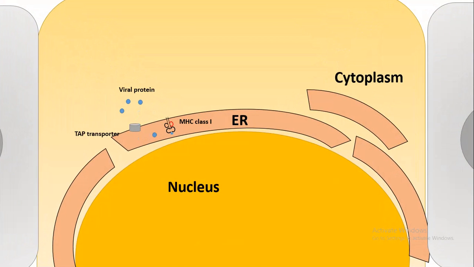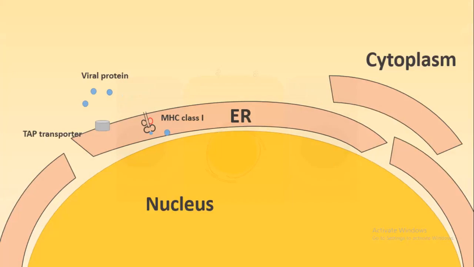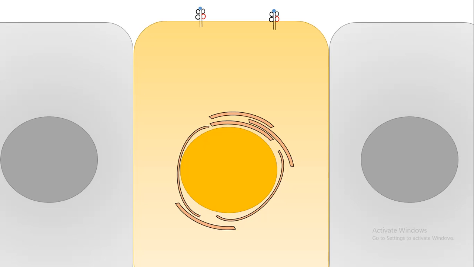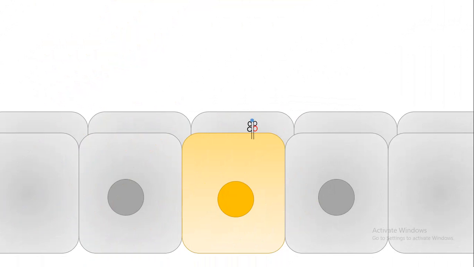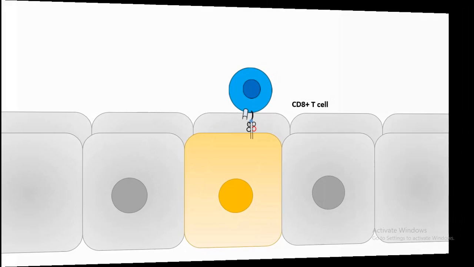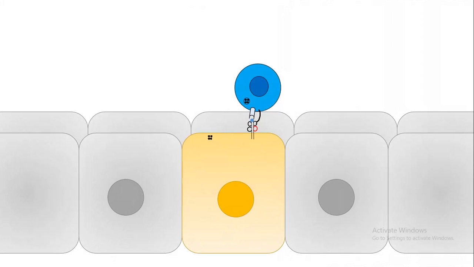Here are some viral proteins which are degraded by the proteasome. They enter the endoplasmic reticulum via the TAP transporter and are loaded onto class 1 MHC molecules. Eventually, the class 1 MHC molecule is displayed on the surface of the cell, containing the viral antigen. Now, CD8 positive T cells are always looking for viral peptides displayed on class 1 MHC molecules. CD8 positive T cells secrete granzymes and perforin and ultimately lead to the apoptosis of the virus infected cell. And that's how it saves the nearby cells from further infection.